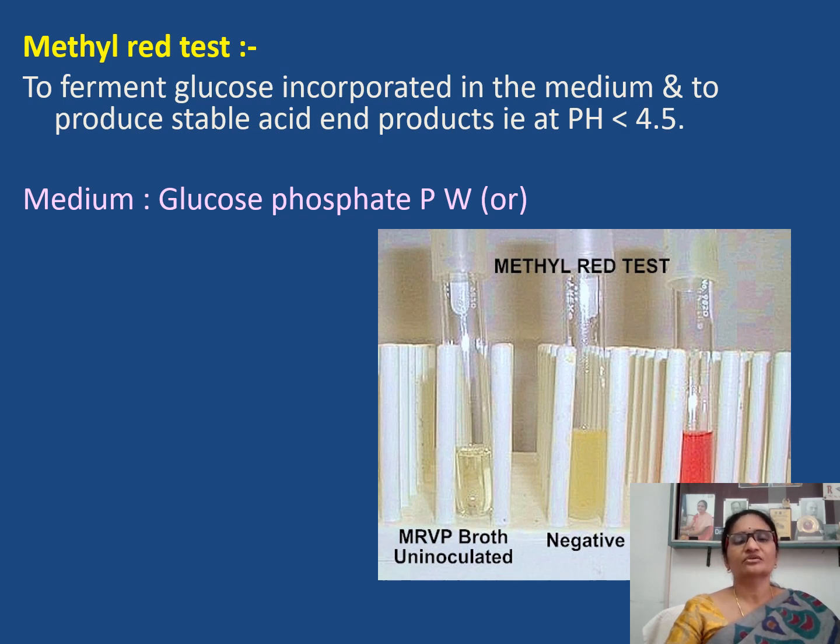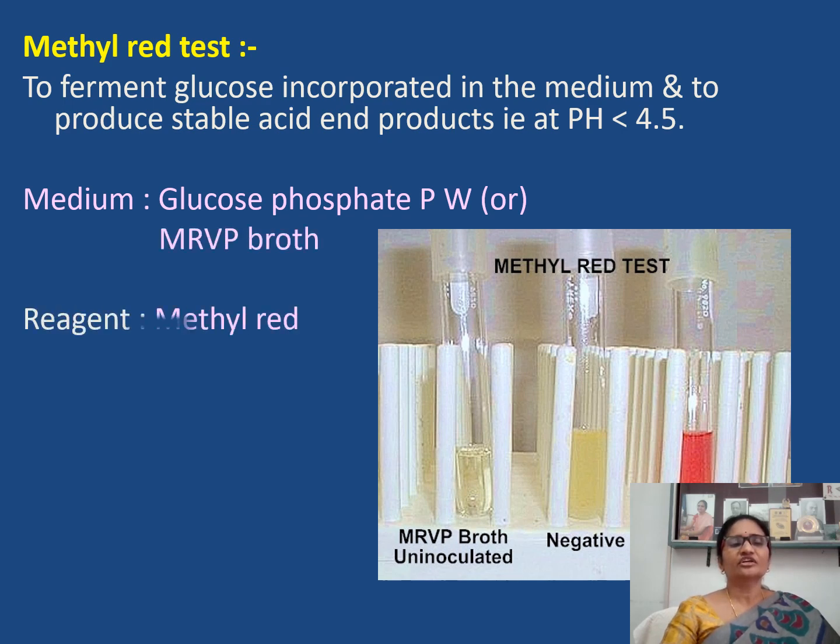This medium is glucose phosphate peptone water, otherwise called MRVP broth. Why? Because for both the methyl red test and the VP test we use the same broth, the same medium. That's why it is called MRVP broth. Then we have to inoculate the organism in this MRVP broth and incubate for 24 hours. After 24 hours of incubation, we have to add a few drops of methyl red. That is the reagent here. Methyl red has to be added.